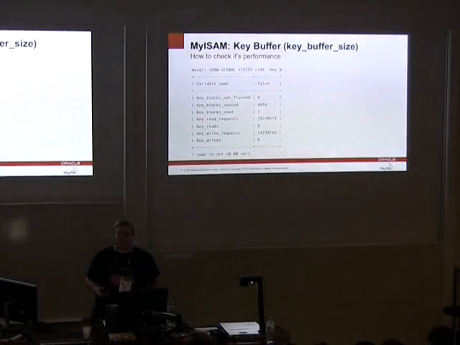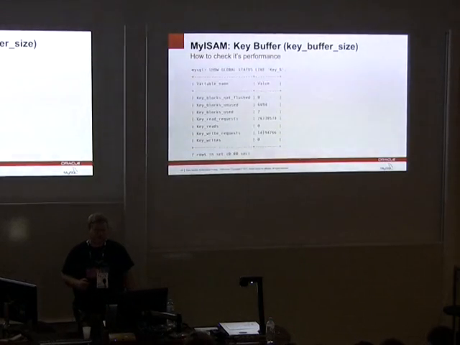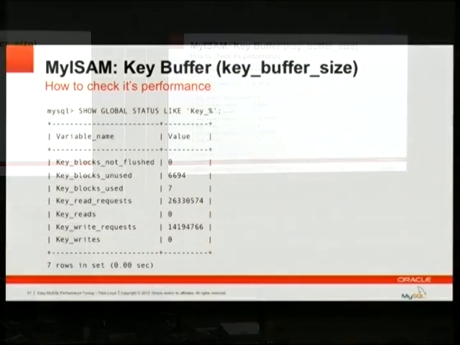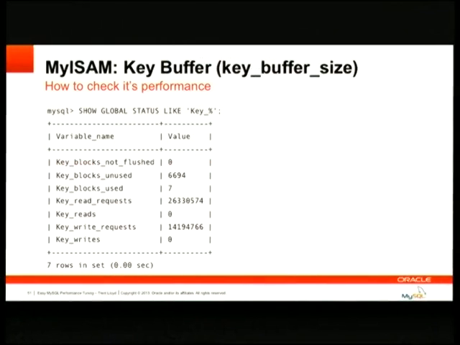So much like everything else we've looked at, we can take a look at the current status and what's happening with the key buffer in memory. There's a couple of main things to look at. The first one is the key blocks used versus unused. This tells us, of the buffer that we've allocated, maybe 8 megabytes, how much of that is currently actually in use. On this server, that's not very much. It's only 7 out of 7,000.